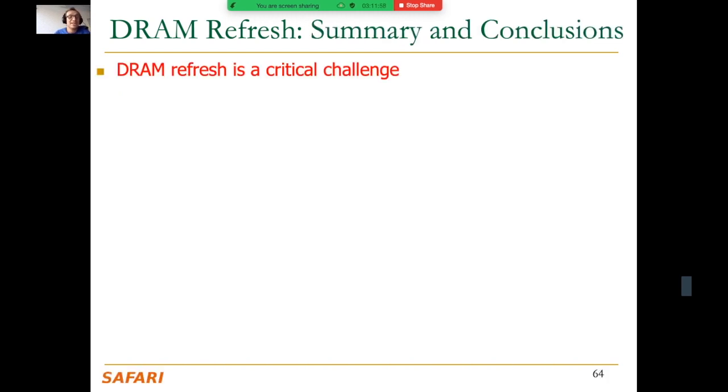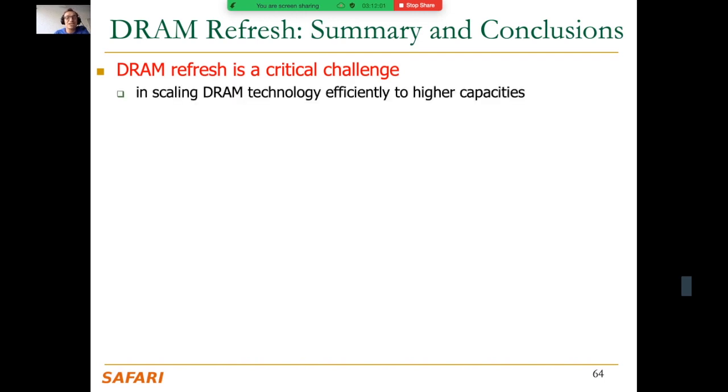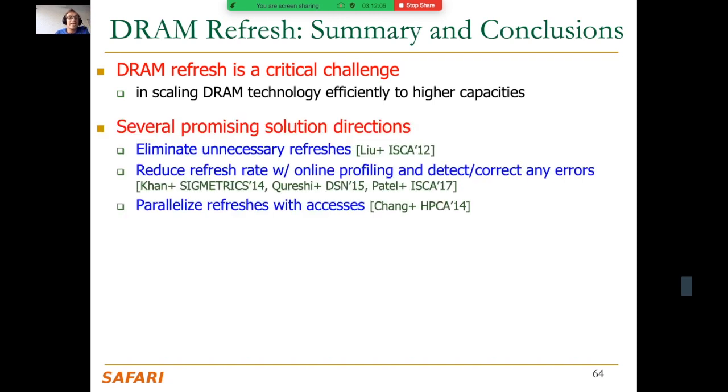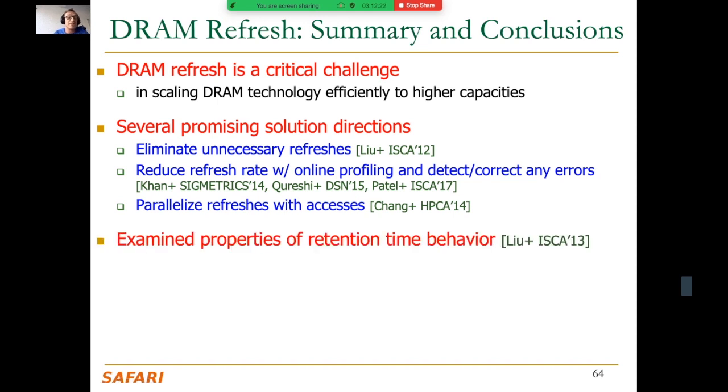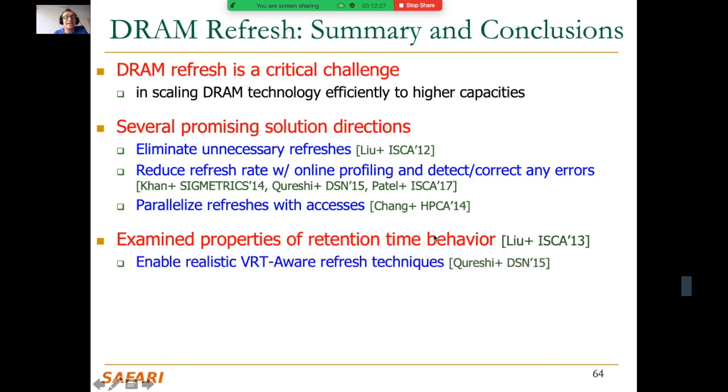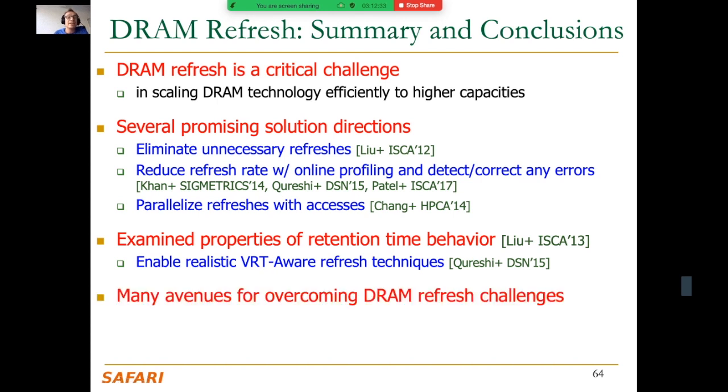So let me summarize. DRAM retention, DRAM refresh is actually a critical challenge in scaling memory technology efficiently to higher capacities. And there are several promising solution directions we've talked about. Eliminating unnecessary refreshes, reducing the refresh rate with online profiling and detecting, correcting any errors. We briefly talked about that. That's a very viable solution, actually. And we didn't talk about parallelizing refreshes with accesses, but I pointed you to a paper about that. And we examined properties of retention time behavior that are actually fascinating, I think. And we discussed how to enable realistic variable retention time aware refresh techniques very briefly. And I think there are many avenues for overcoming DRAM refresh challenges going into the future.